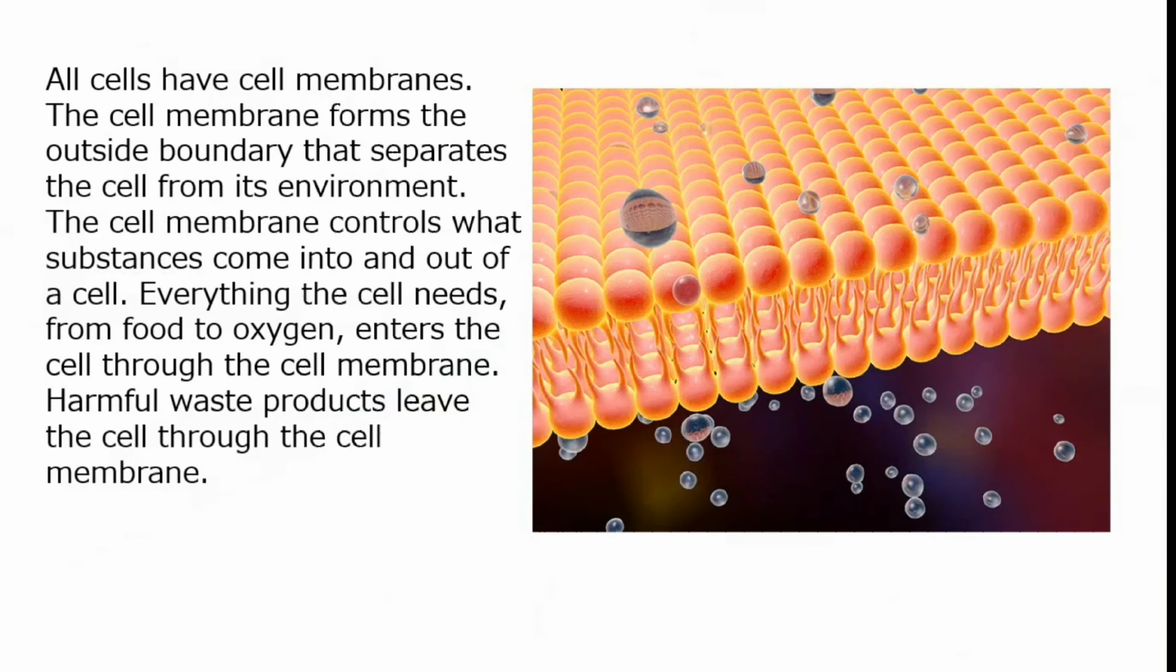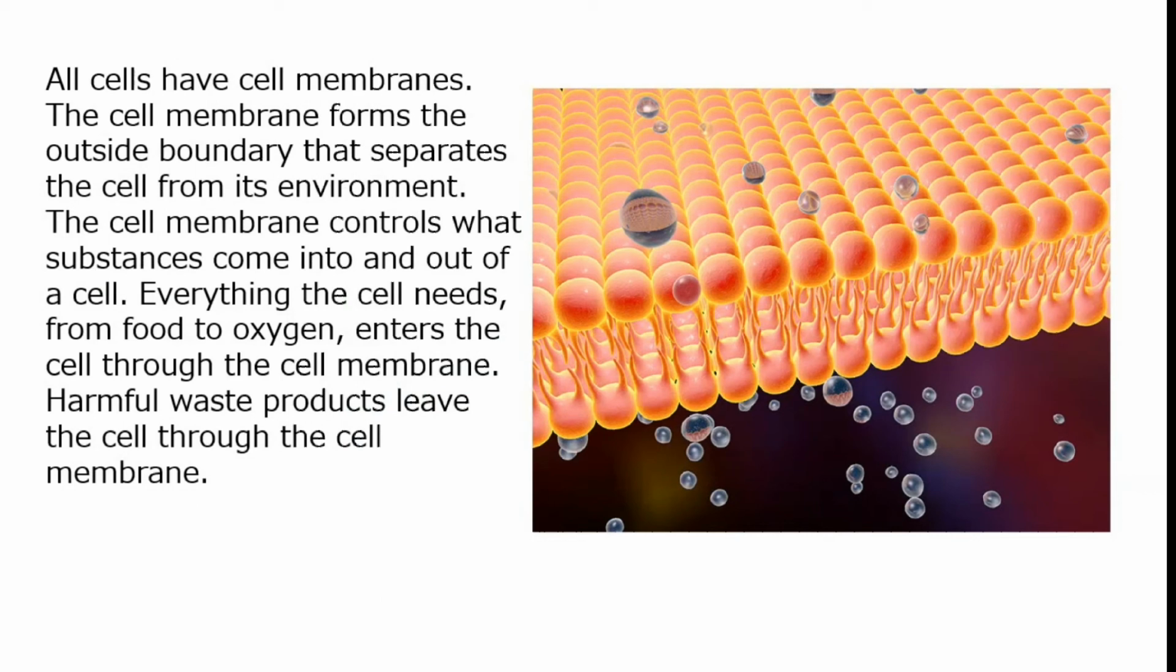Cell membrane. After passing through the cell wall, the next barrier you must cross is the cell membrane. All cells have cell membranes. The cell membrane forms the outside boundary that separates the cell from its environment. It's kind of like our skin in humans.